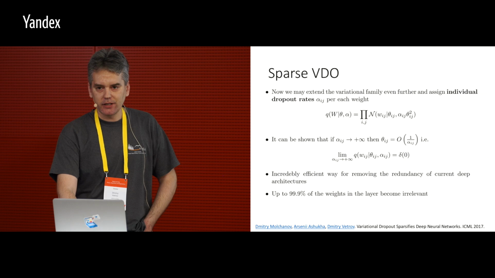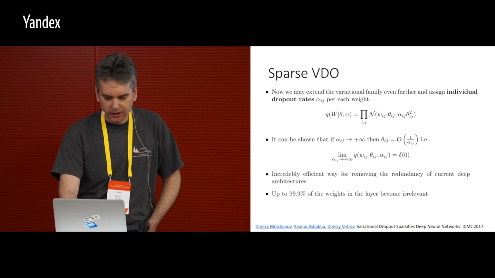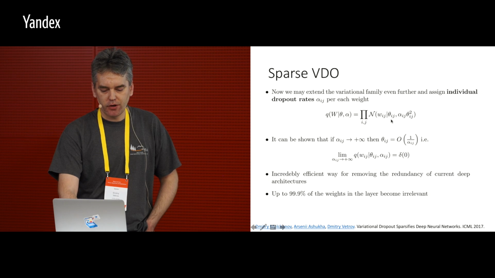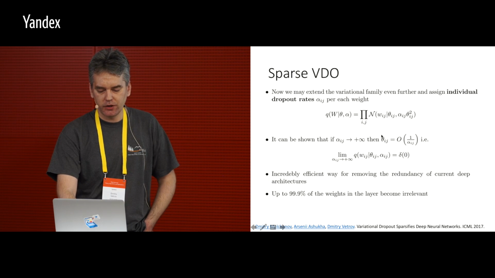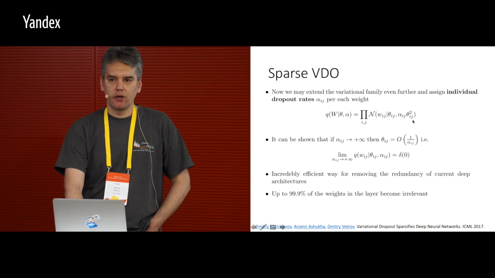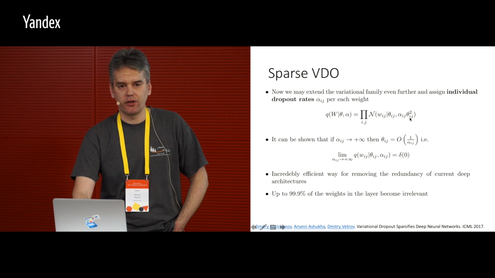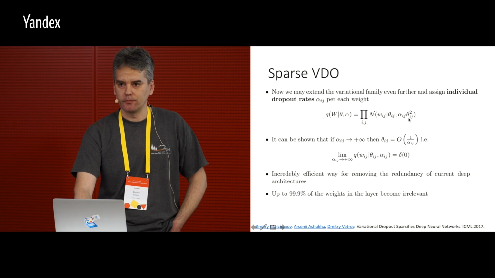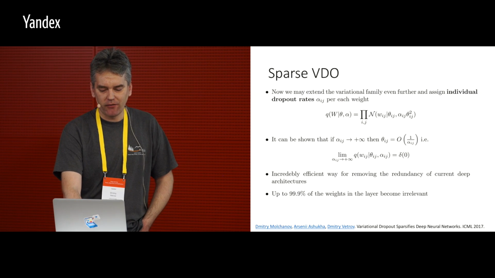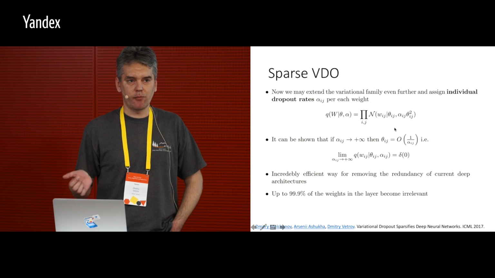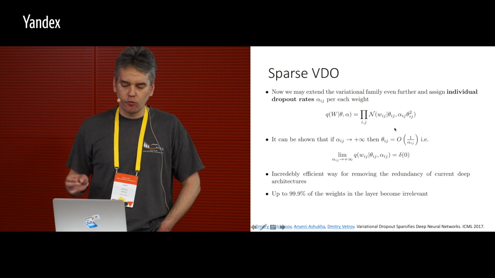Another nice thing is that it can be shown that if alpha ij goes to infinity, then theta ij, the mean of this variational approximation, should go to 0 in such a way that alpha ij times theta ij squared goes to 0 as well. So this means that if alpha goes to infinity, then this term boils down to a delta function at 0. And a delta function at 0 simply means that we may remove the corresponding weight, we may remove the corresponding connection.